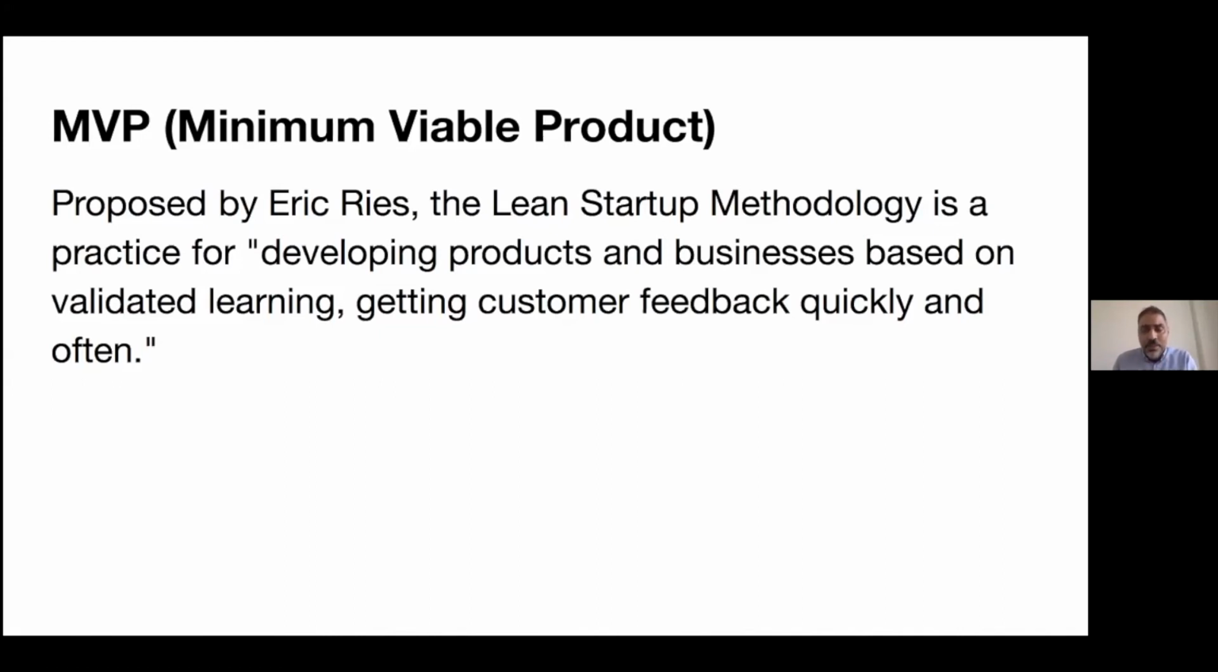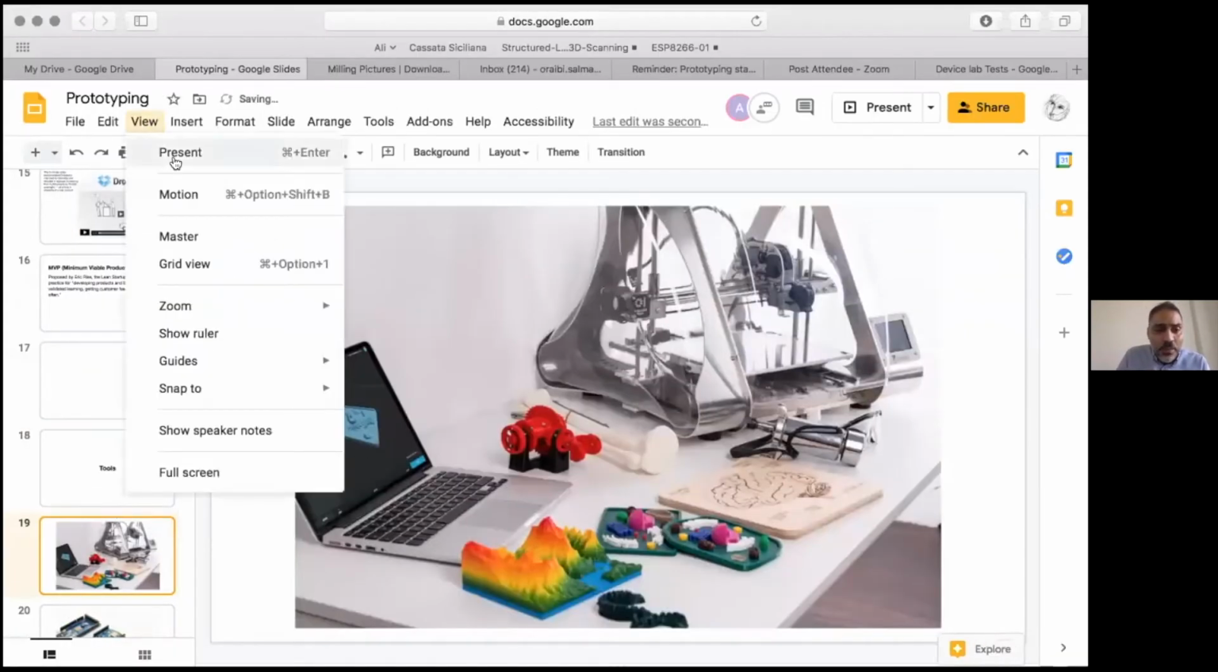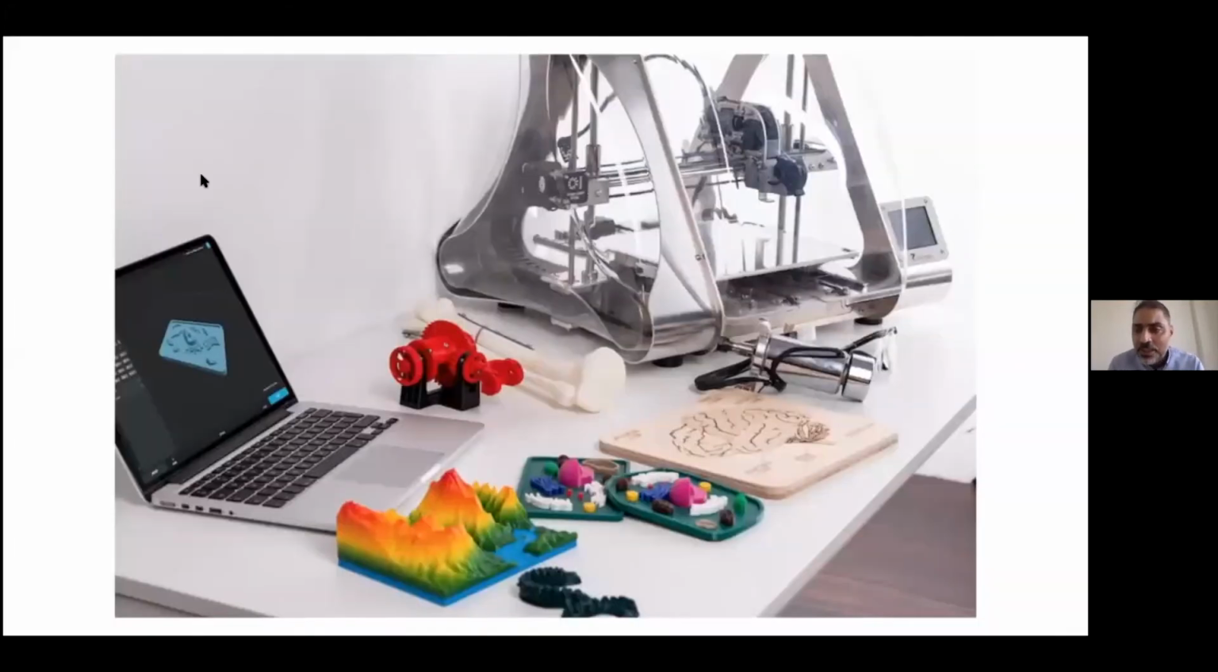It was a person going to the shop and getting you the shopping. So that's a minimal viable product. Tools: one of the prominent desktop tools that are facilitating the process of prototyping are the milling machines.